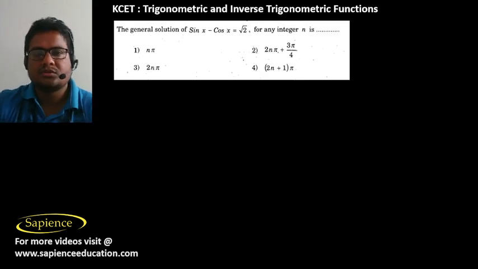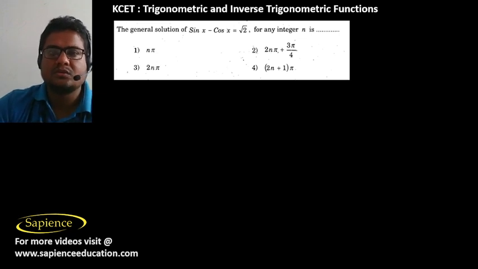The general solution of sin x minus cos x equals root 2, for any integer n, is. The general solution of this for any integer n is.